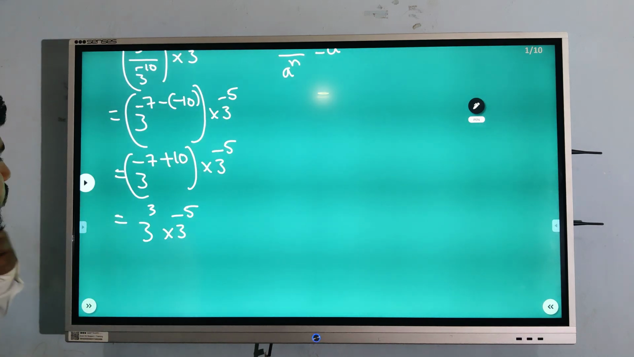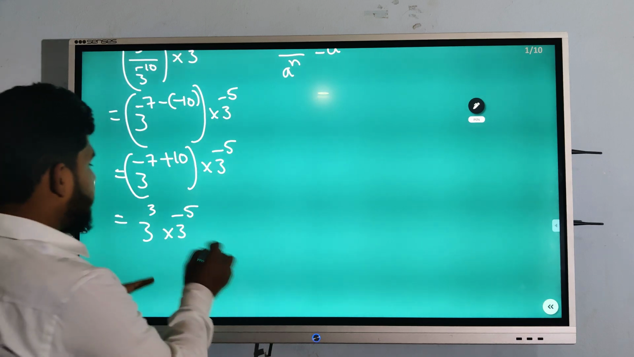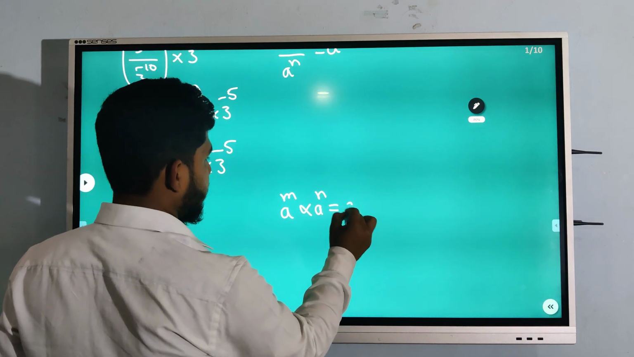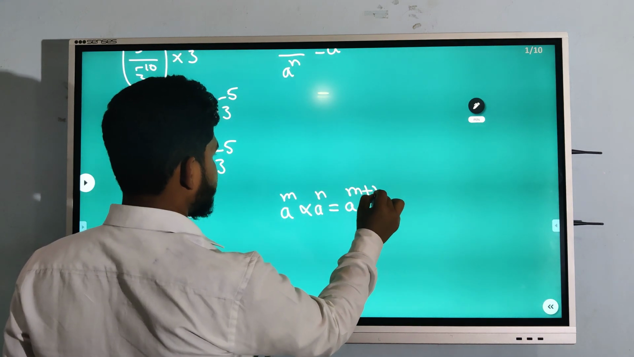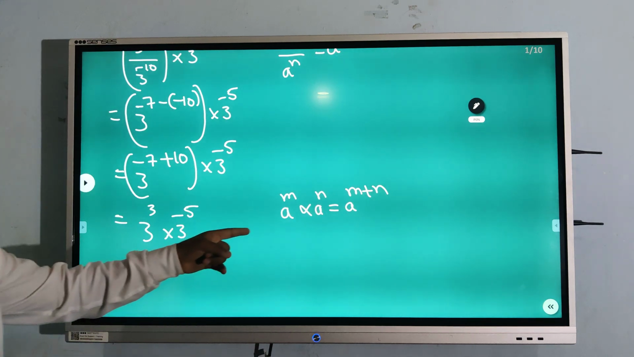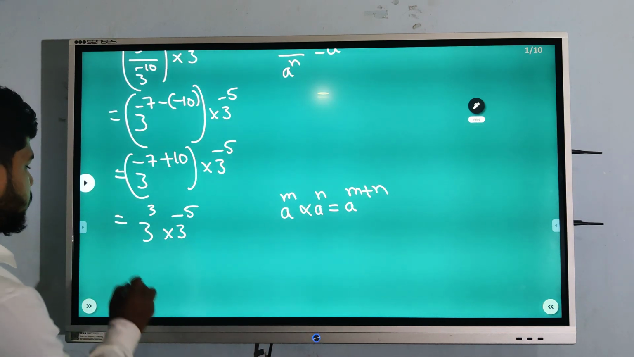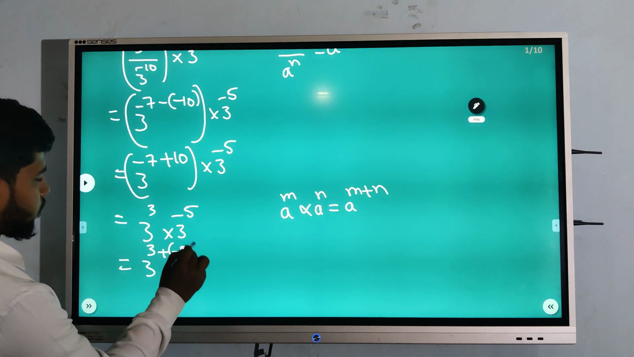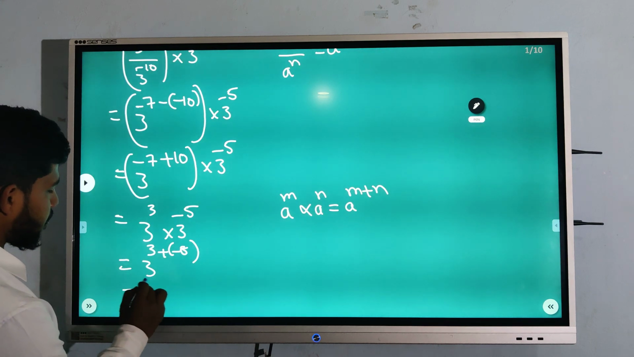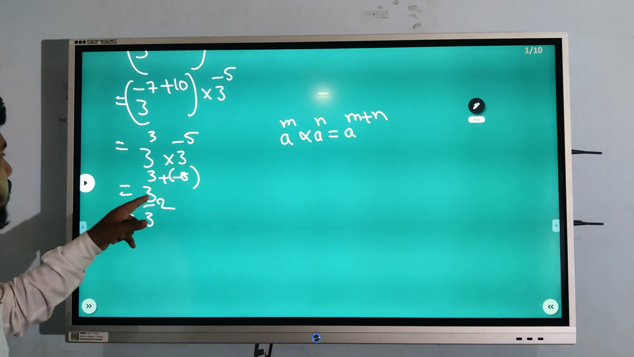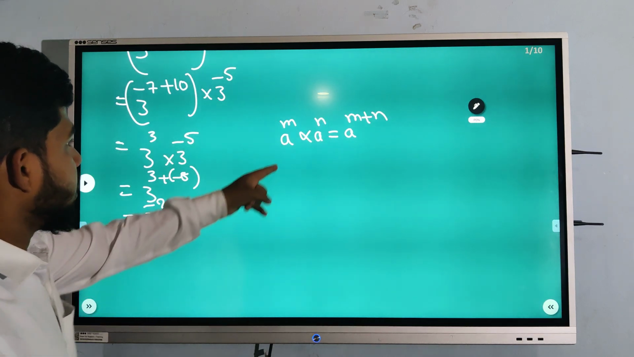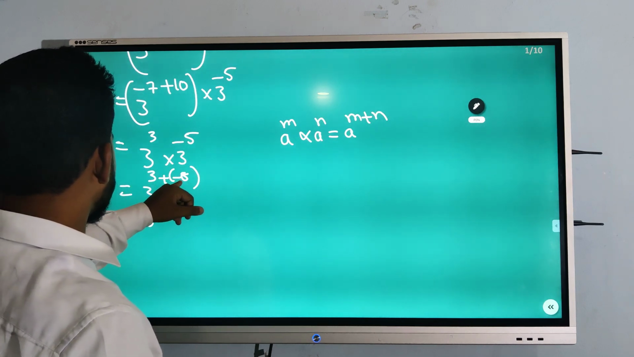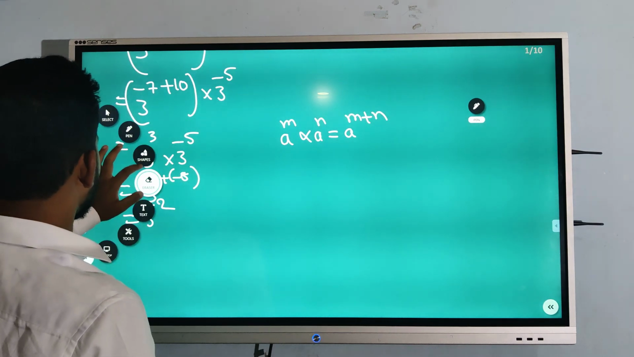Now it is in the form of a raised to m into a raised to n. Understand? a raised to m into a raised to n is equal to a raised to m plus n. Now 3 power 3 plus minus 5 we can write as 3 power minus 2.